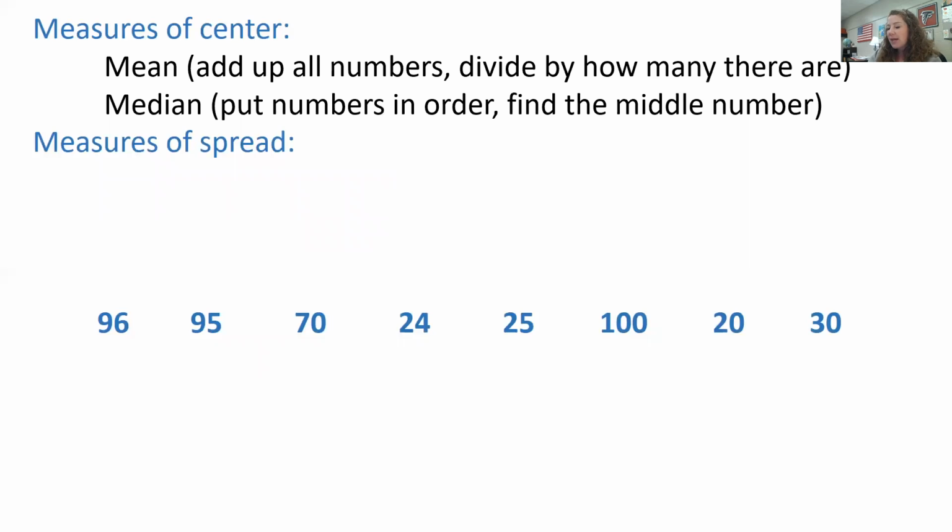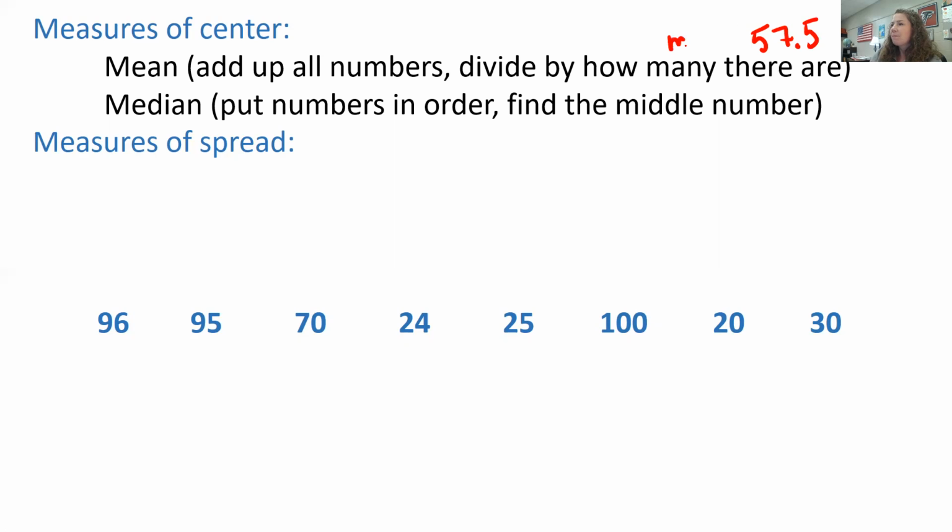To find the mean, I'm going to add up all those numbers: 96 plus 95 plus 70 plus 24 plus 25 plus 100 plus 20 and 30 is 50. And I got 460. And then to find the average, or the mean, I'm going to divide by 8 because there are 8 digits in the set. So my mean is 57.5.